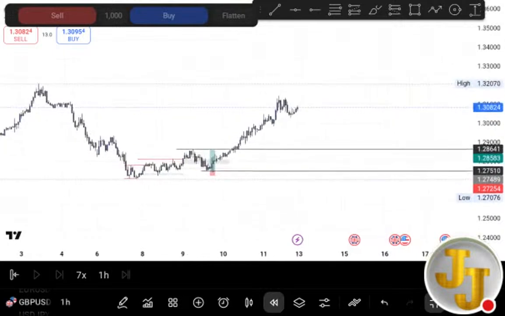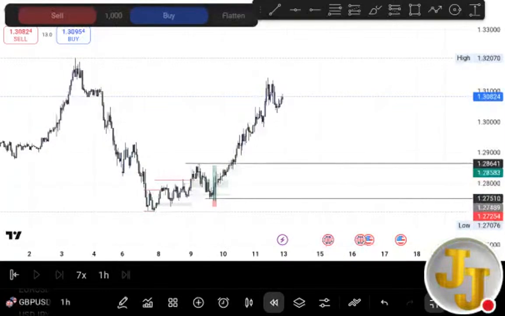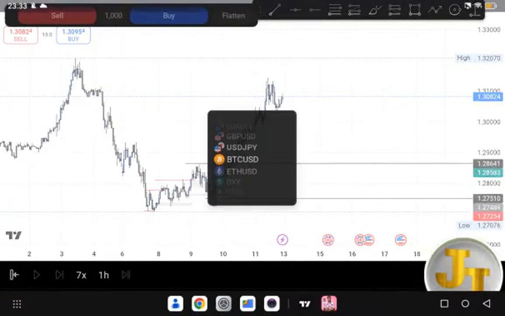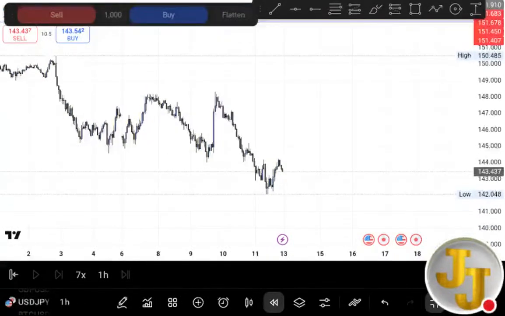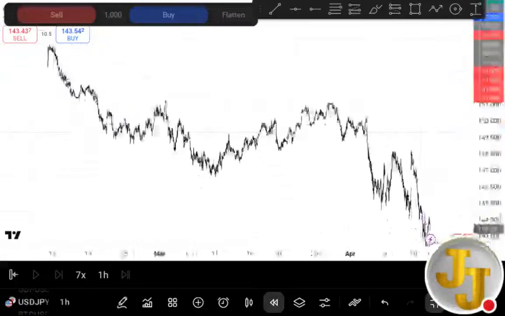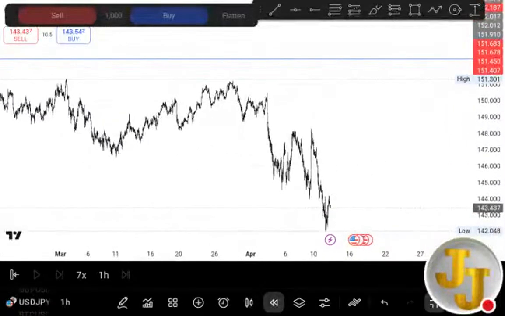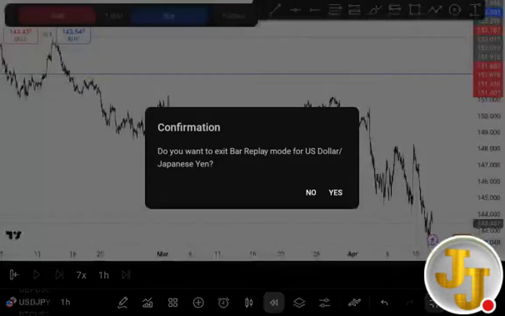As you can see now, the market is just bought, right? So let's go to another pair. Let's try another pair. Let's go to USDJPY and we see some examples also. Okay, so now this is a USDJPY pair, 1 hour time frame. Let's see how this market moved.